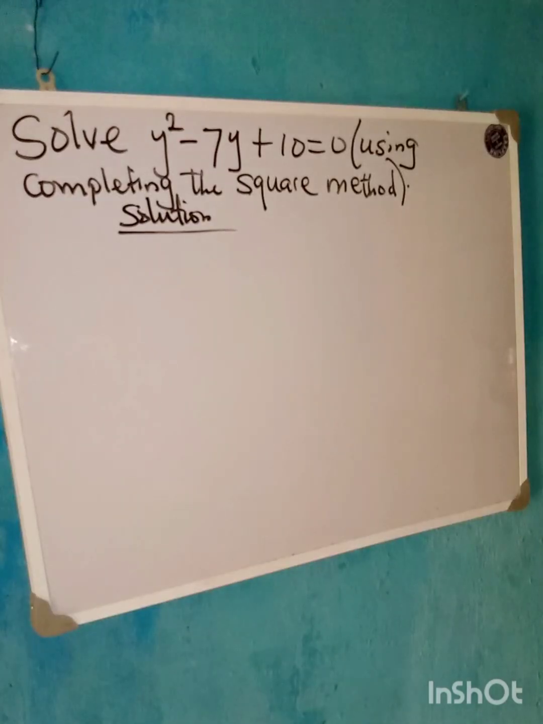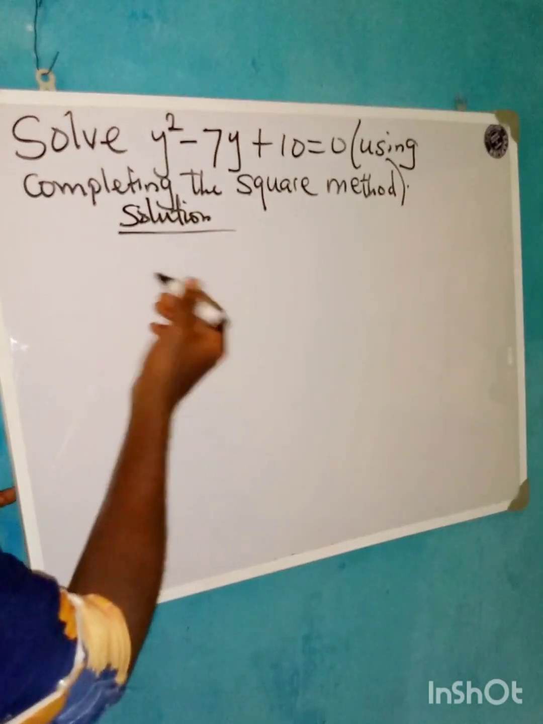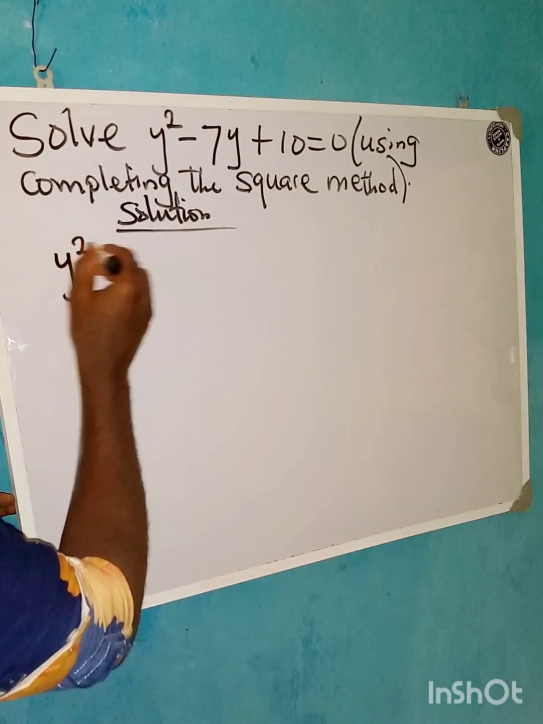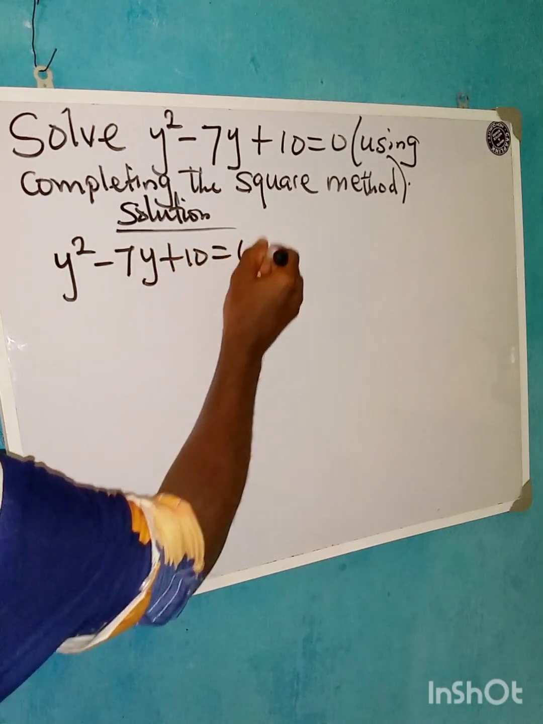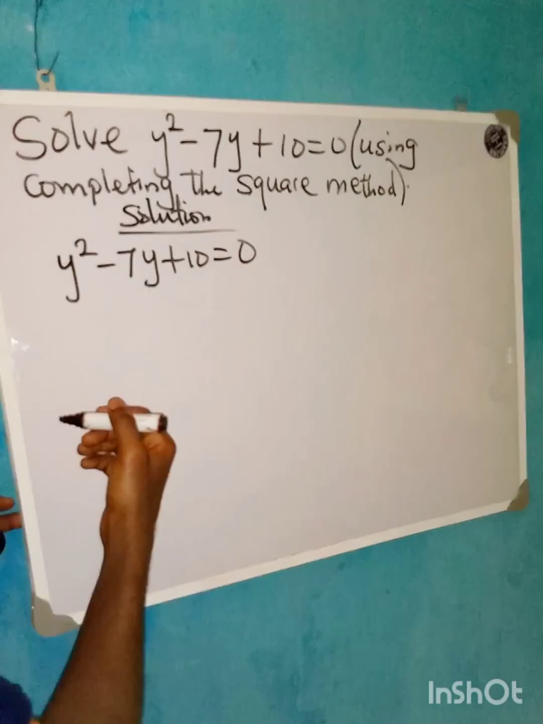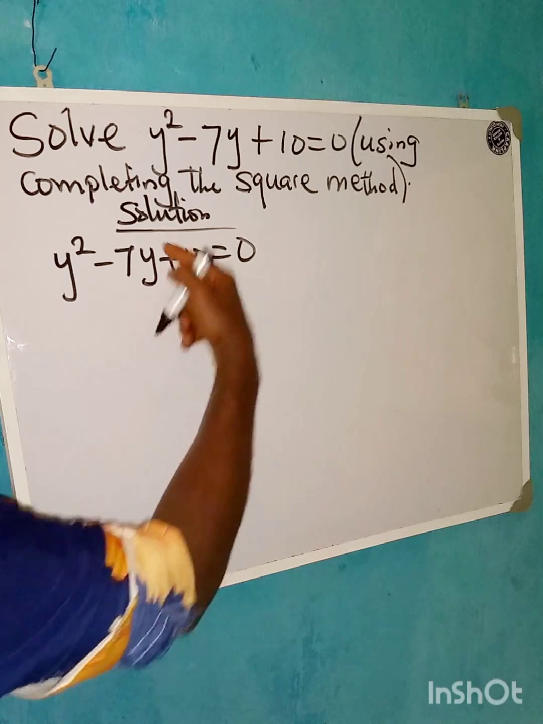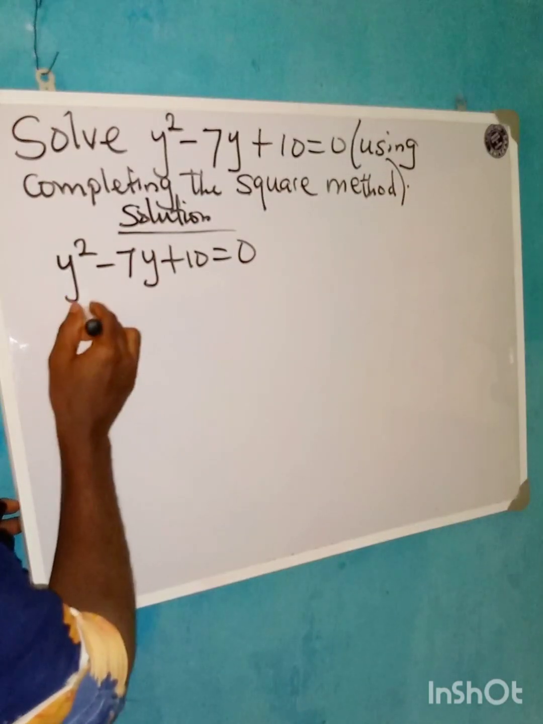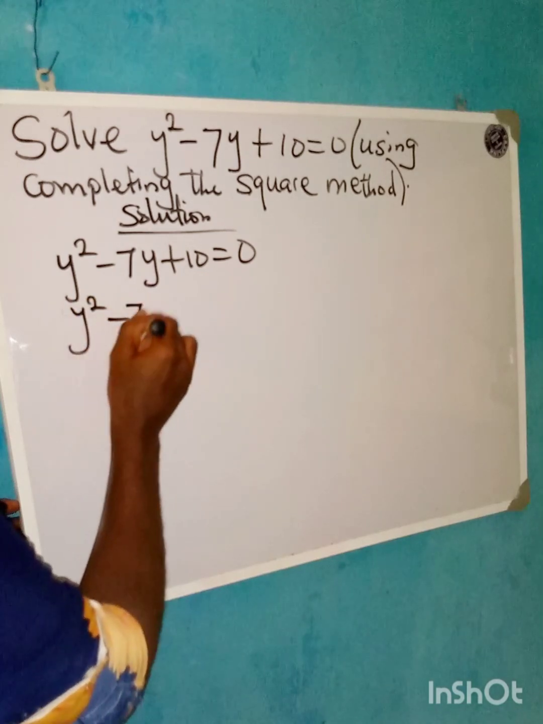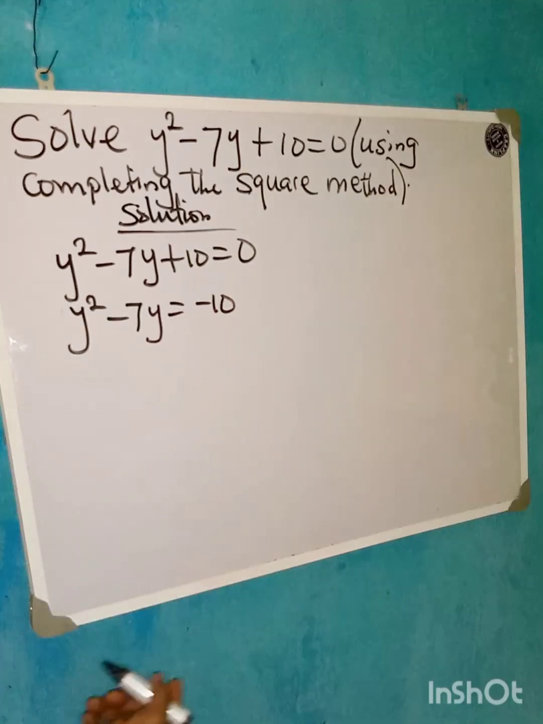Hello everyone, let's solve this simple problem on quadratic equation using completing the square method. We have y squared minus 7y plus 10 equal to 0. So if you are to use completing the square method, you would first of all take the constant to the right hand side. y squared minus 7y will be equal to minus 10 on the right hand side.